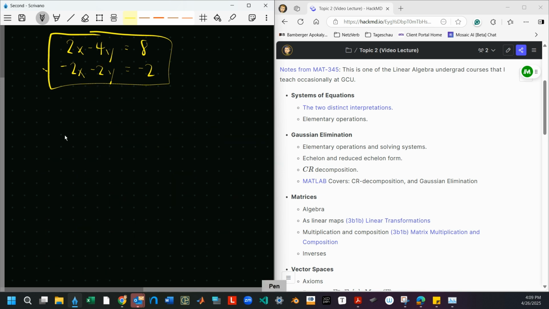Let me start with this version. What can we do with equations if we have some equations like this? Well, we can do lots of things. We could divide, you could multiply any equation by a non-zero scalar. That doesn't change the system, right? It doesn't change the solutions.